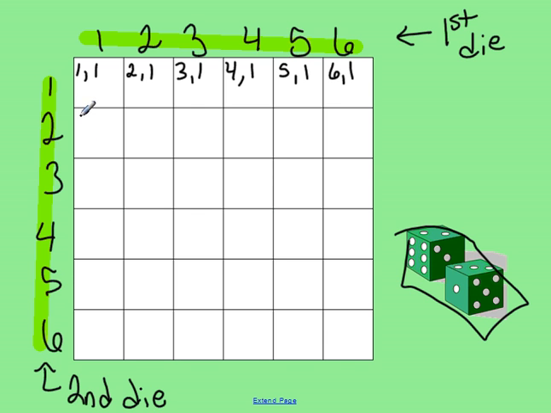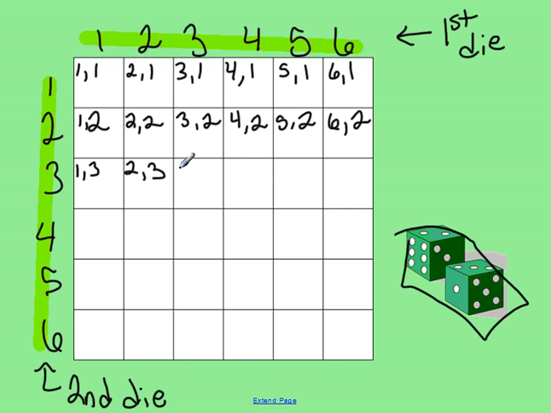So my first die is a 1 here, my second die is a 2, and then I have 2, 2, 3, 2, 4, 2, 5, 2, 6, 2. I'm going to take some time to fill this in. You guys fill it in as well, please. First die goes first.